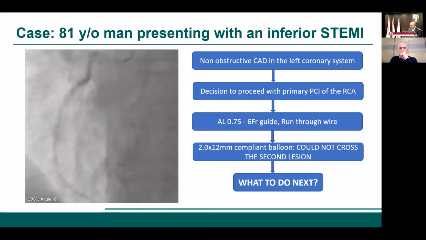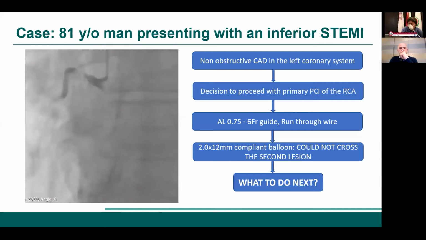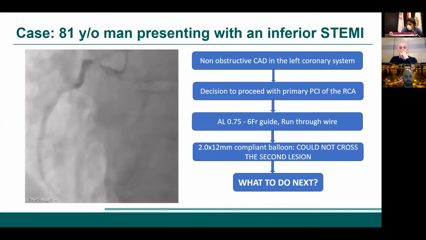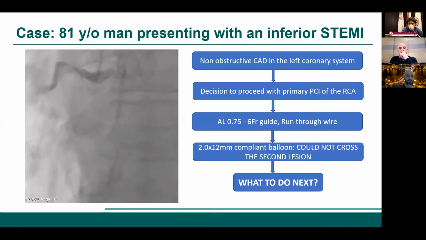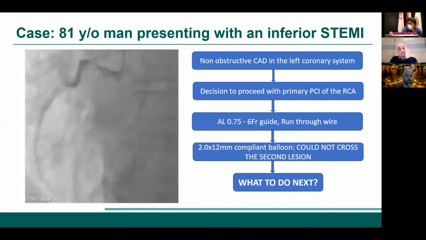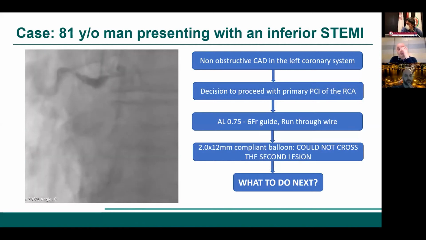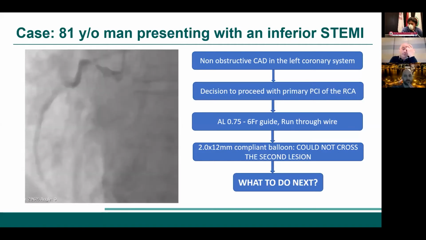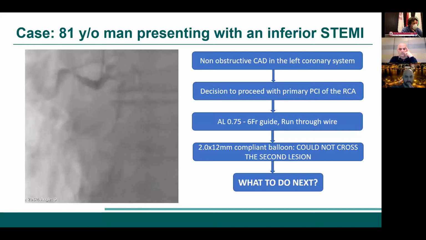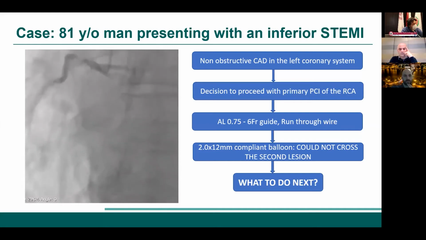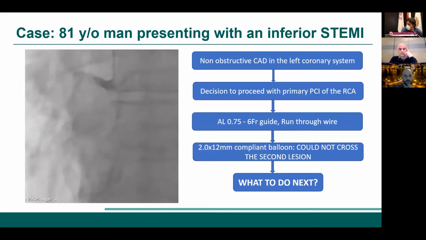Working in Lebanon, I will not think directly of rotablation or other procedures. I will go for a double wire, try starting with a small balloon and upgrade to a greater size, and we'll see what will be next. What do you do, Abdullah?